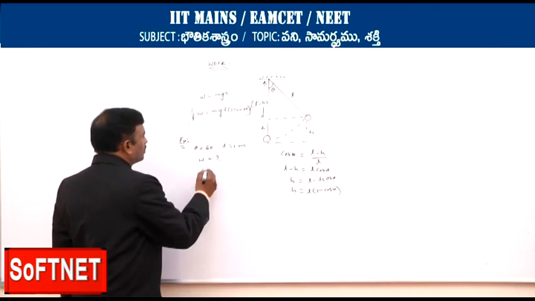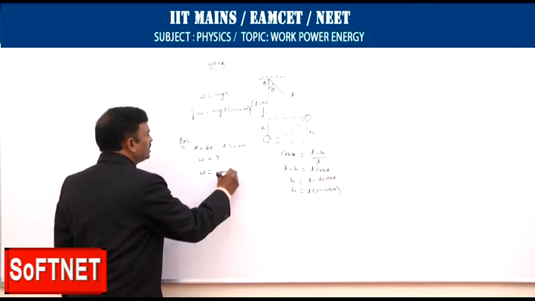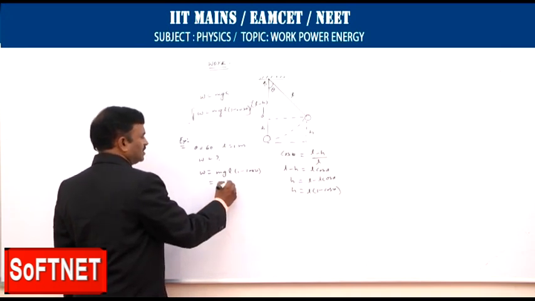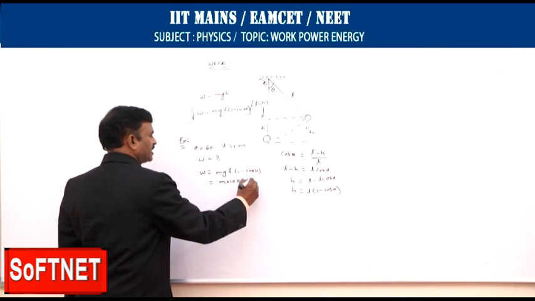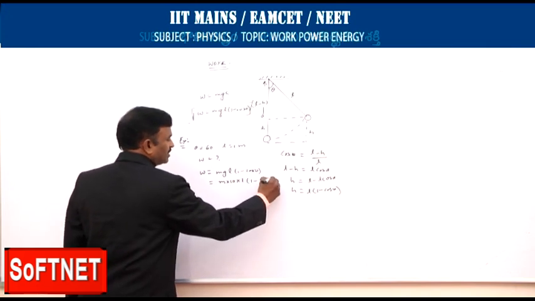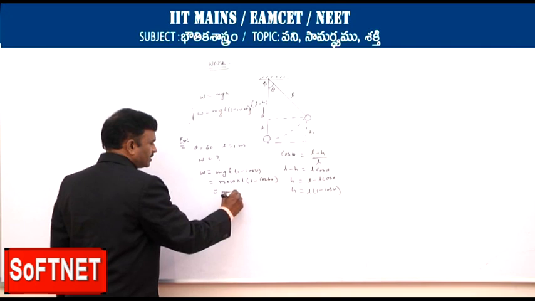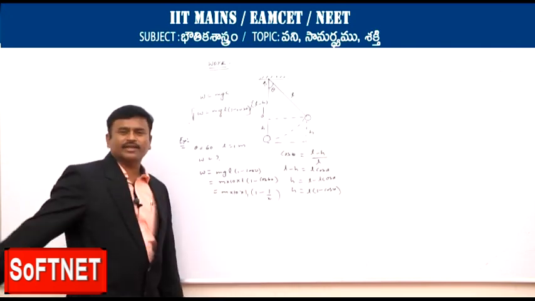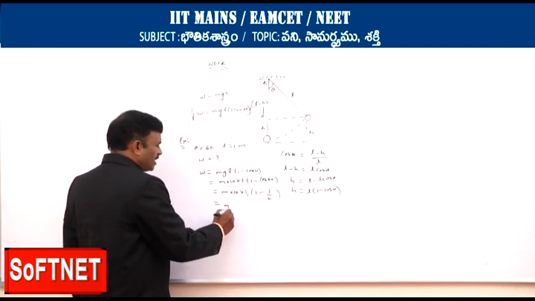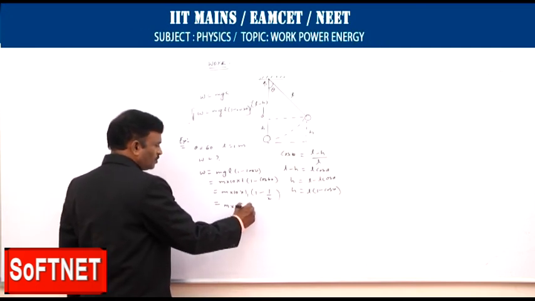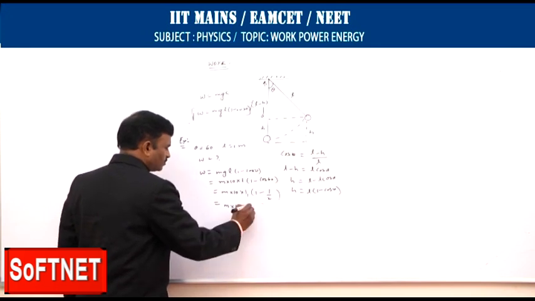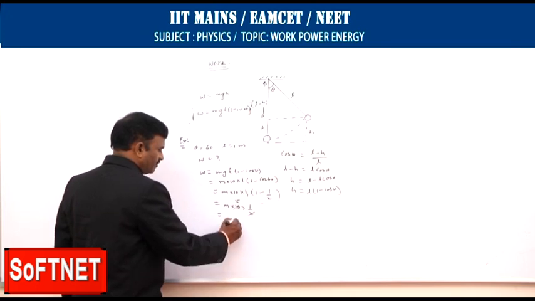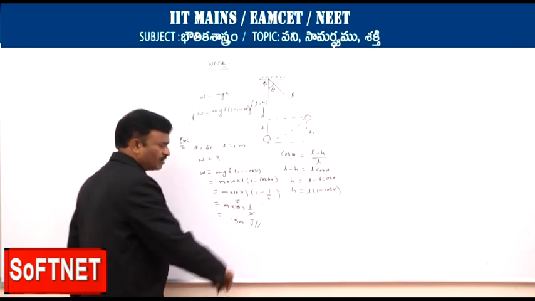The work done is nothing but W is equal to mgL into (1 minus cos theta). So m is m only, g is 10, L is 1 meter, as I said. So cos 60 is 1 by 2. Here m into 10 into 1 into (1 minus 1 by 2), which is 1 by 2, so it cancels, and 5m joules of work will be done.